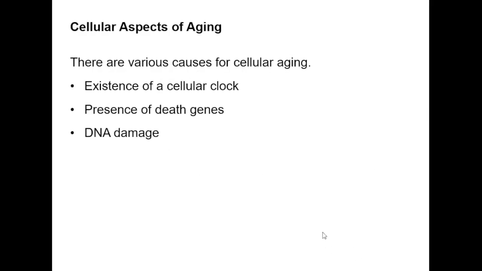Also, just like our bodies, cells undergo aging. And there are various causes for cell aging, including the existence of a cellular clock. So just like a human, our cells pala, meron lang din siyang parang lifespan. It has a cellular clock. Second, when genes die, a certain cell also dies. And when the DNA is damaged, the cell will also die.